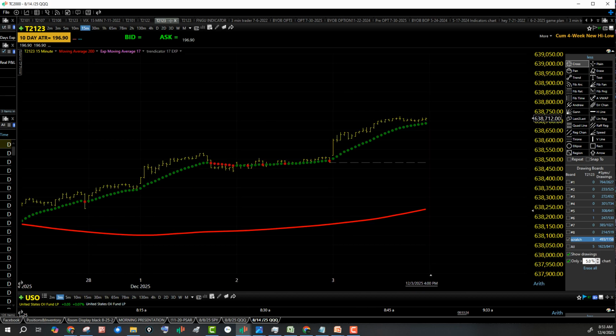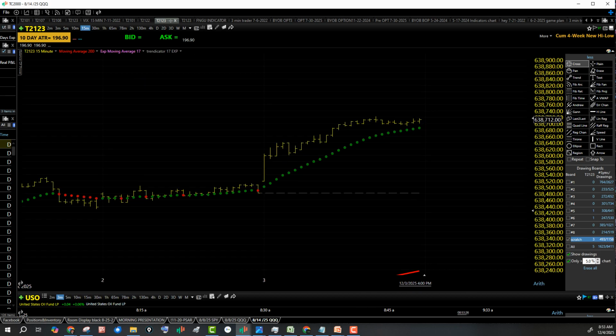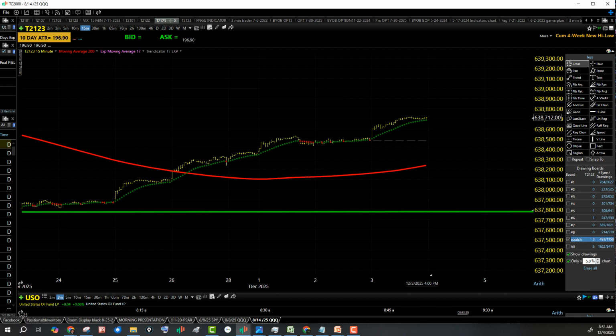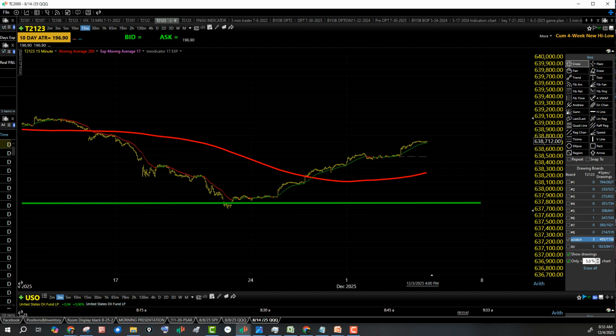T2123. Rips higher after bull flagging. You got a bullish gap up. See right here? Bullish gap up. Bears never filled the gap. And we went up and we held the higher ground. That's bullish, people. That's a bullish environment. We're up over the 200 SMA. I'm a bull, so you know I'm liking that.